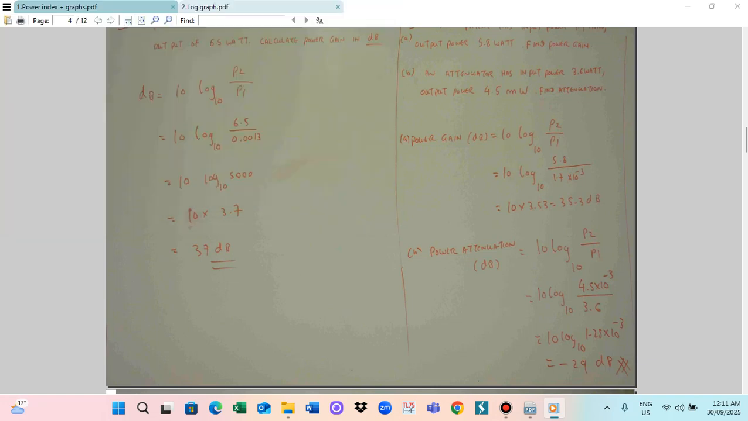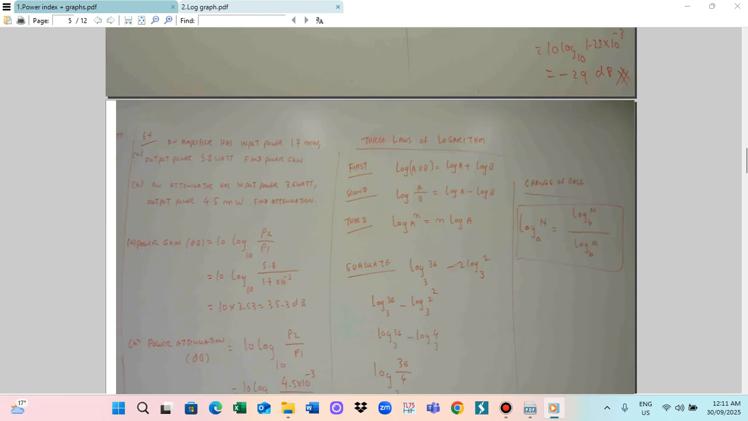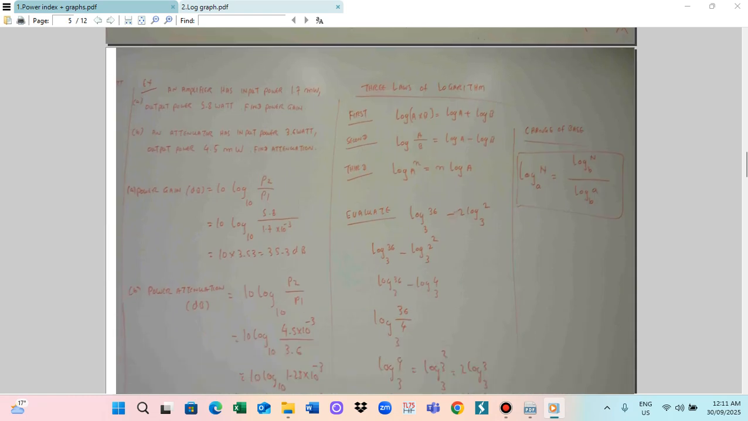Okay, the next one is the three laws of the logarithm. So we have to apply the three laws. First law means that log A multiplied B is equal to log A plus log B. So this is the first law. Log A multiplied B is equal to log A plus log B.